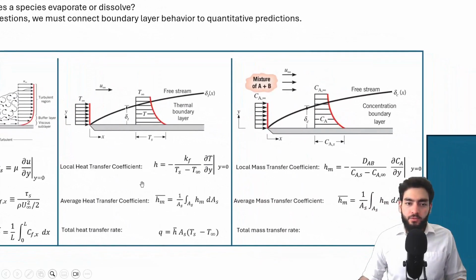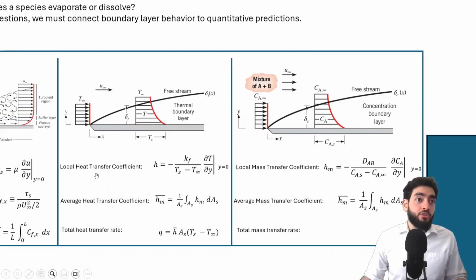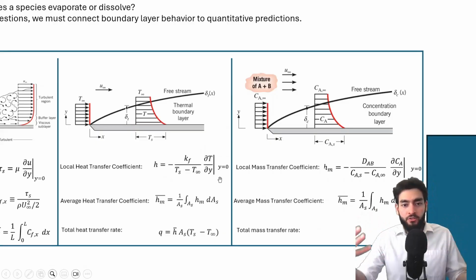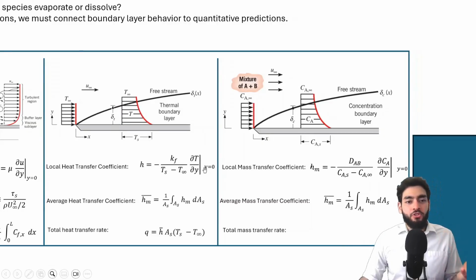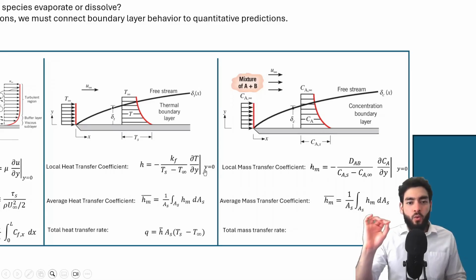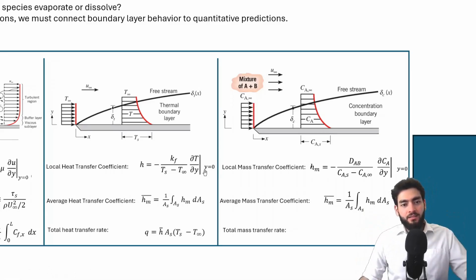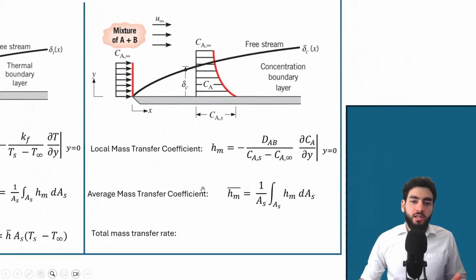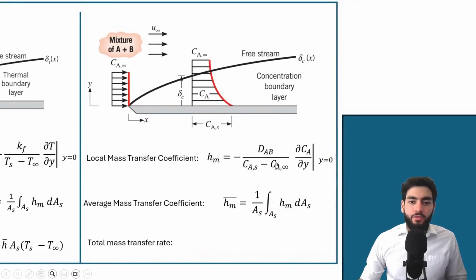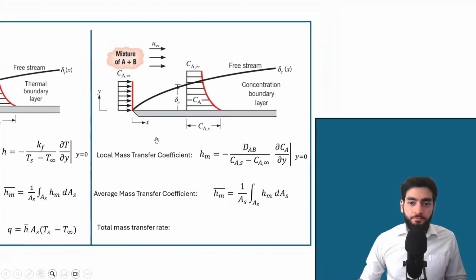And similarly, over here, you have the local heat transfer coefficient, which is this expression, and I showed you how we derived it. And so you can see it's dependent on the temperature gradient evaluated at the wall. And so the higher the gradient, the higher the heat transfer coefficient. And if we look at the local mass transfer coefficient, we see that the local mass transfer coefficient depends on the gradient of the concentration evaluated at the surface.